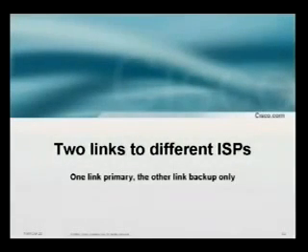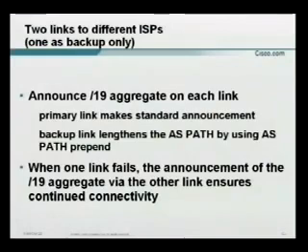Now, looking at two links to different ISPs, one link's the primary, the other one's the backup. Again, not a very realistic situation, but it's a place where we can actually start from. For the /19 aggregate on each link, again, we assume that we've got a /19 address block. We keep announcing it everywhere. Everywhere we connect, we announce our aggregate block.